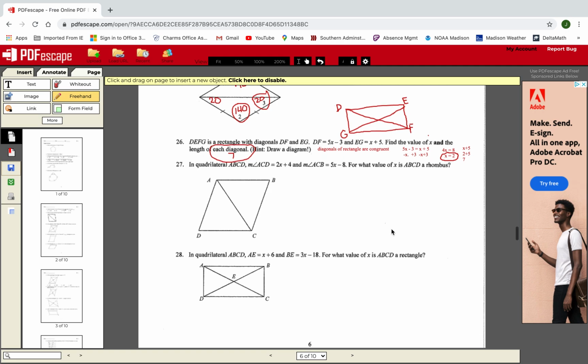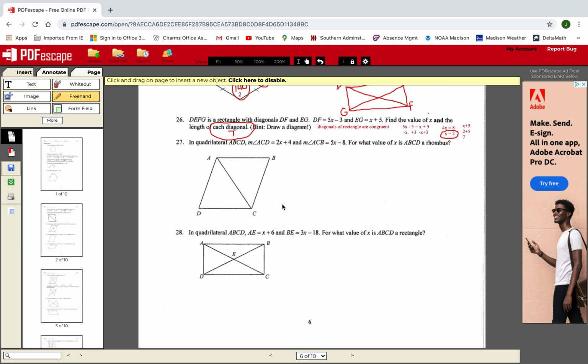All right, 27 in quadrilateral ABCD says the measure of angle ACD is 2x plus 4. I'm going to type that into the angle here. 2x plus 4 for angle ACD. And the measure of angle ACB is 5x minus 8. 5x minus 8. Okay, it wants to know for what value of x is it a rhombus.